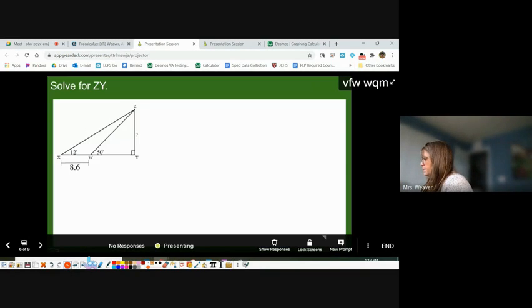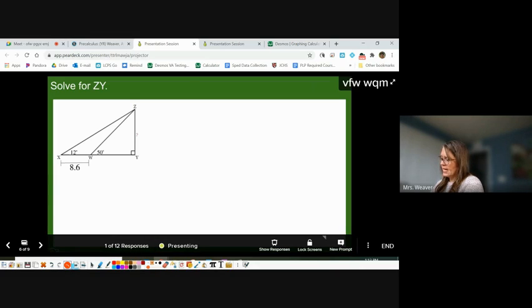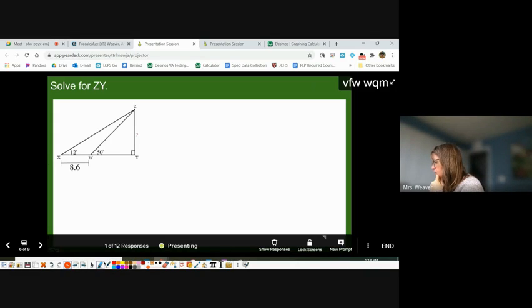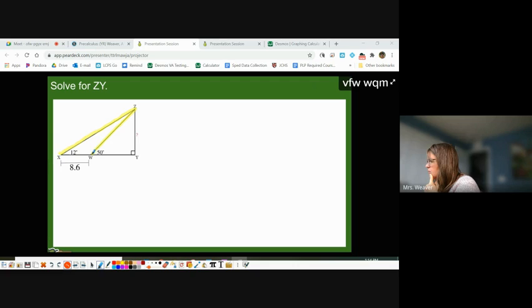Okay, so let's go try this problem. It says solve for zy. You can see zy there is the altitude of these triangles. We have triangles within triangles here. So zy is the altitude, and that's what they want us to find. So what do you see? What are you thinking? I have a side of the small triangle, but I don't have the angle opposite of it. And I only have one angle in that triangle, so that's not enough to subtract to find it yet.